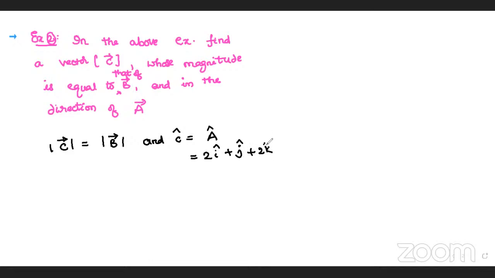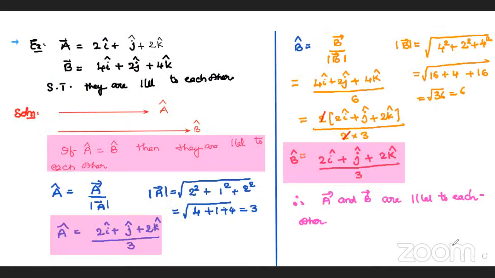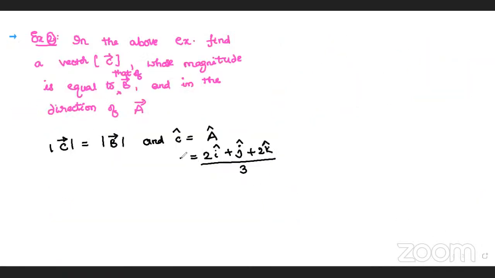What happened? 2K cap upon 3. Okay, this is what we got: A cap. So C cap we already came to know. This is C cap. And mod B bar we also found. This is the solution I am now writing.